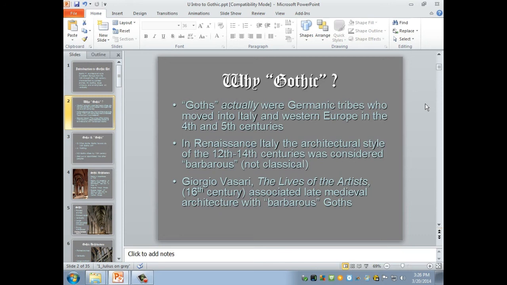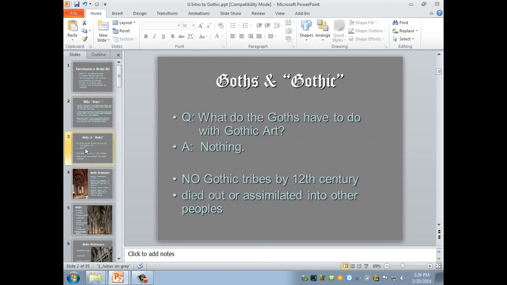And indeed, Giorgio Vasari, in his Lives of the Artists, which was published in the mid-16th century, associated late medieval architecture with the barbarous Goths. So it's considered to be barbarian art, just horrible. They didn't know true classical, harmonious architecture. Well, we don't feel like that today. We like Gothic art, and I don't think anybody would call it barbarous.